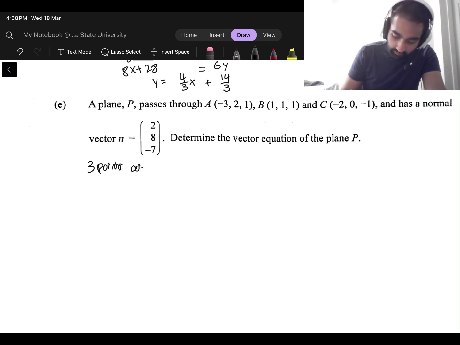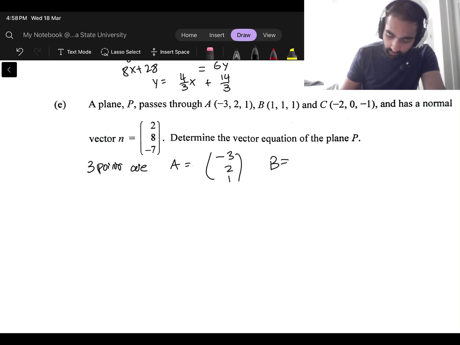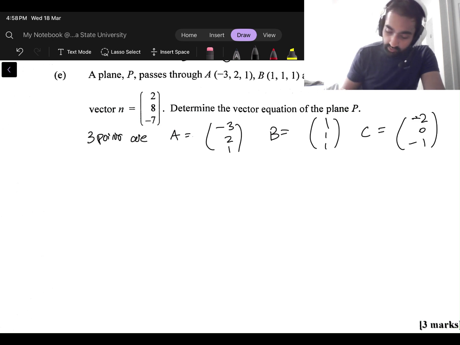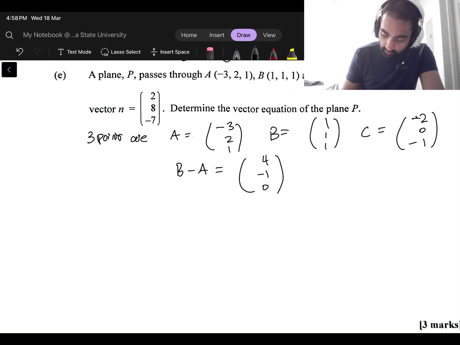The 3 points are A, which is, let's say, minus 3, 2, 1, B, which is 1, 1, 1, and then C, which is minus 2, 0, minus 1. So the first thing is you have to remember the procedure. The way it works is you find B minus A, let's say. So B minus A is 1 minus minus 3, which is 4, then minus 1, 0. You subtract each component.